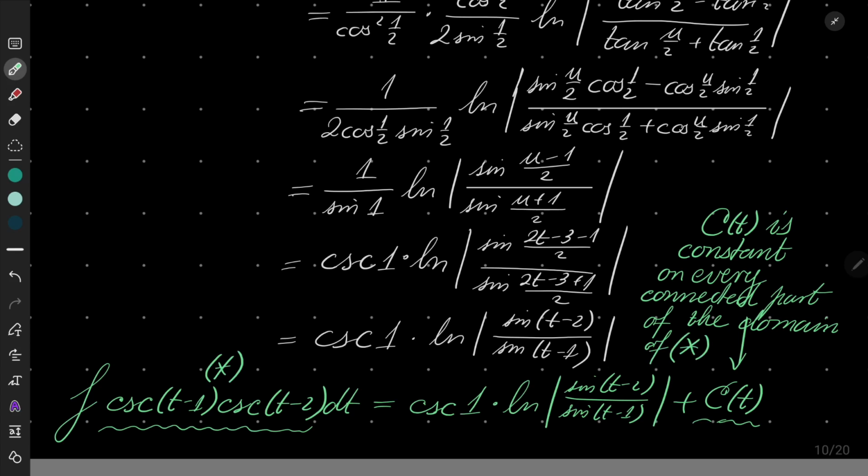And that closes our problem. So with a bit of pain, we have established that our integral equals this quantity, and we have noticed that this last part, this function, is not constant, but it needs only to be constant on every connected part of the domain of this function.